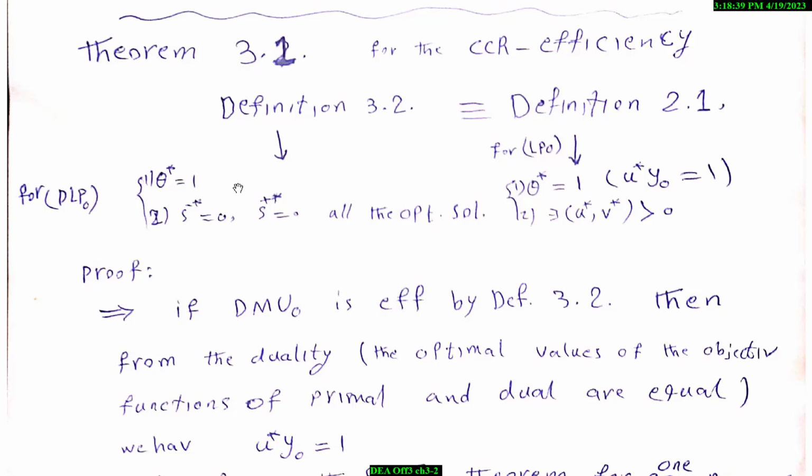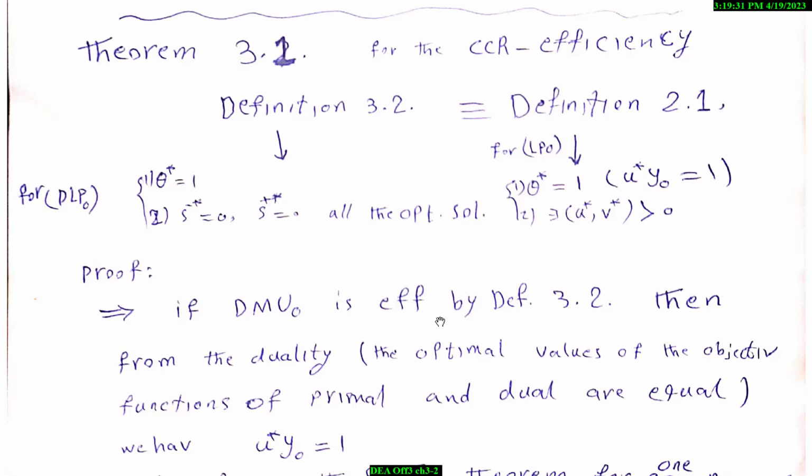Definition 3.2 says DMUO is efficient if and only if the optimal objective function value is 1, and the second condition is that the slacks are 0 for all the optimal solutions, or the slacks are 0 for the max slack optimal solution. To prove it, we first assume that DMUO is efficient by definition 3.2 and show it is also efficient by definition 2.1.